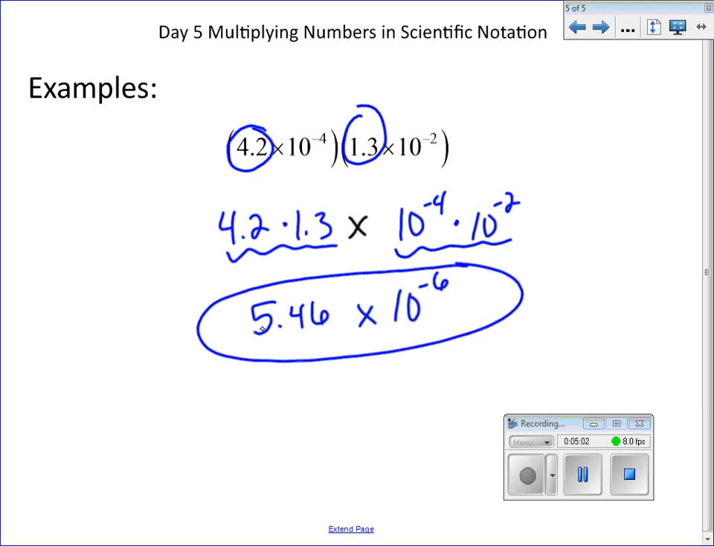If you notice, it's already in scientific notation again. Again, we have one digit, then the decimal, then the remaining digits. So we can use our multiplication of exponents rules to be able to really simplify this and make this a quick process. I hope that helps. See you tomorrow.